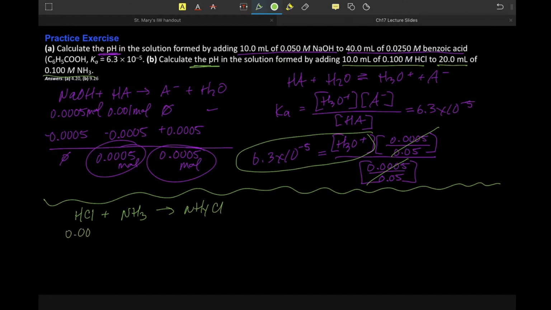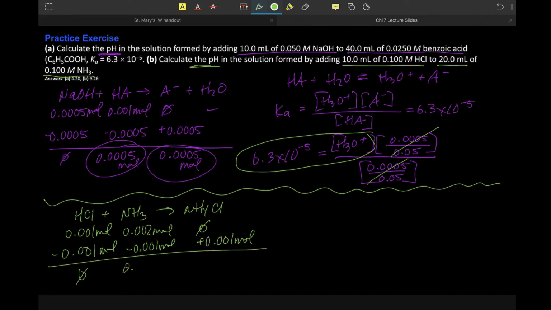Again, we're going to start with a RICE table and our initial values. Bearing in mind hydrochloric acid is a strong acid, which means it reacts completely, which means that we will consume all of it, bearing in mind that it is limiting, right? And we will consume that much ammonia and produce that much ammonium. And we'll see that we have the same exact scenario we did previously, right? Where the moles of ammonia equal the moles of ammonium, or we could say that HA is equal to A-.